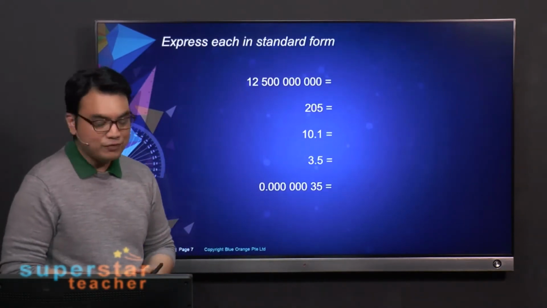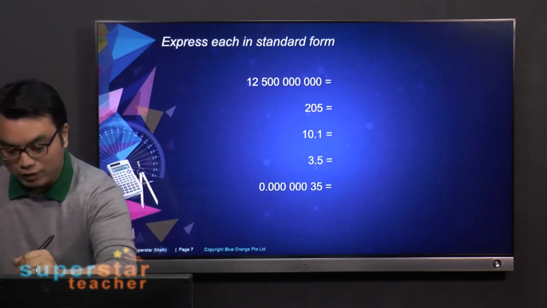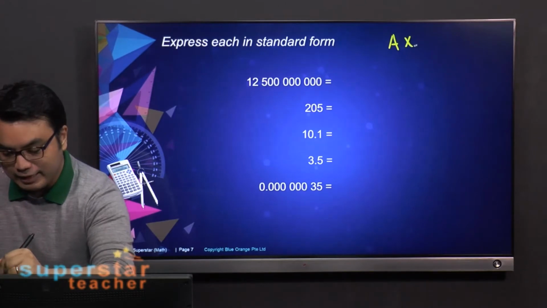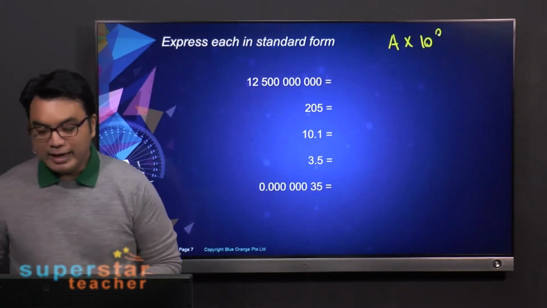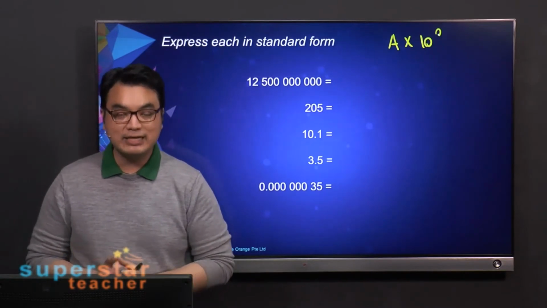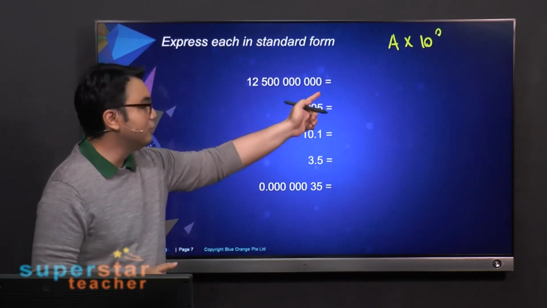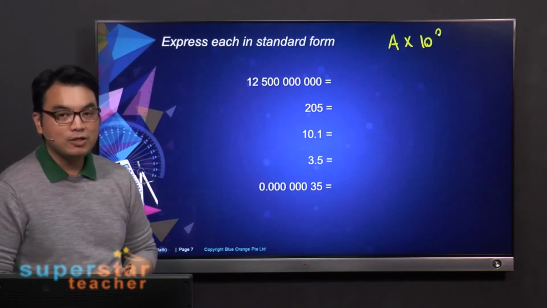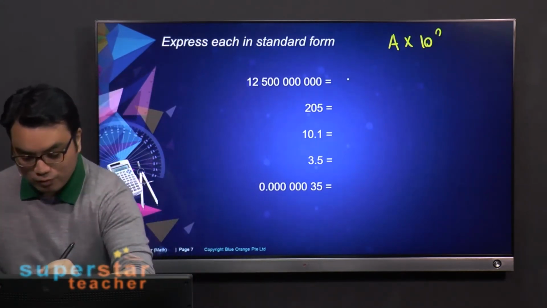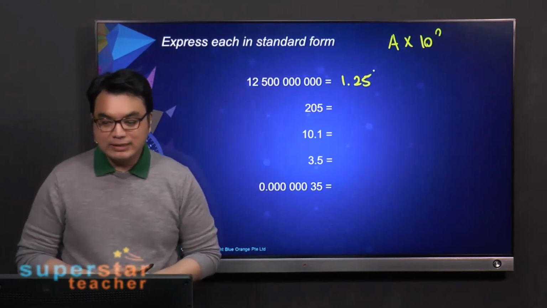Let's say you have all of these numbers over here, and you have to express them in this standard form, A times 10 to the power of n. And A must be greater than or equal to 1 and less than 10. But as you can see over here, this is definitely greater than 10. So this means that we have to express it in this manner.